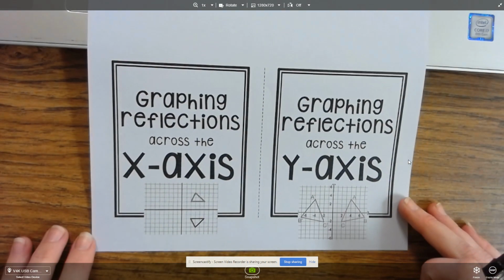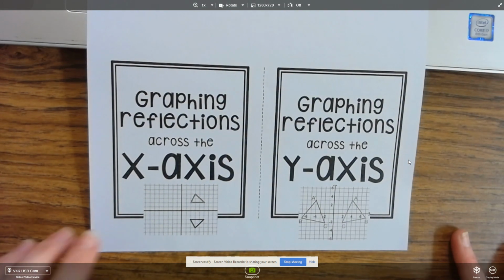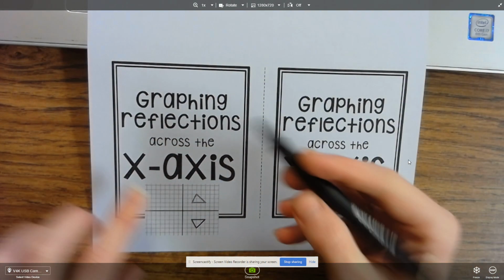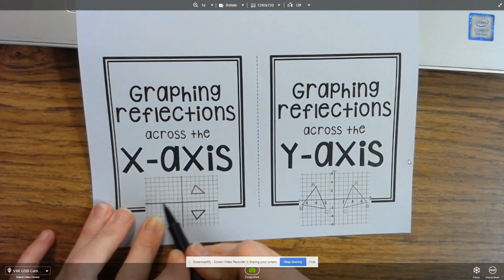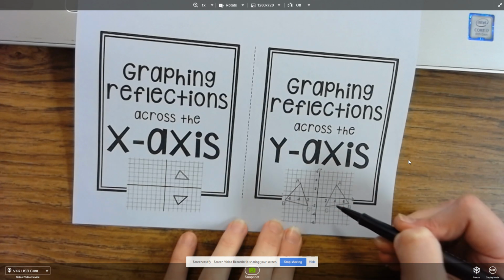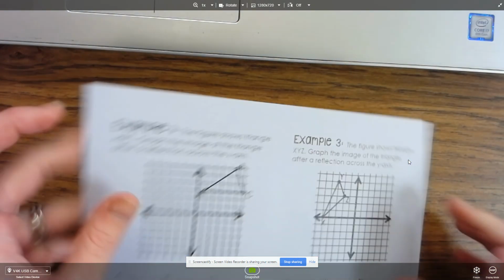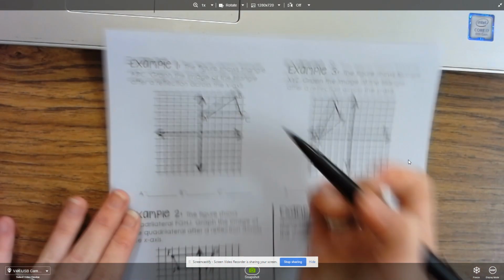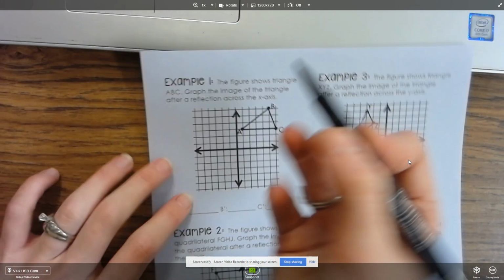This video is for graphing reflections across the X and across the Y. So if it's across the X, you're going to flip it across the X axis. If it's across the Y, you're going to flip it across the Y. All right, so for this one, we're going to reflect across the X.